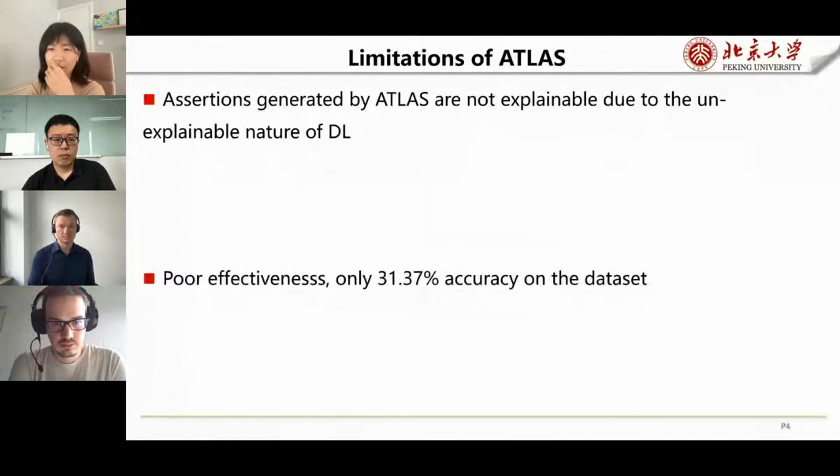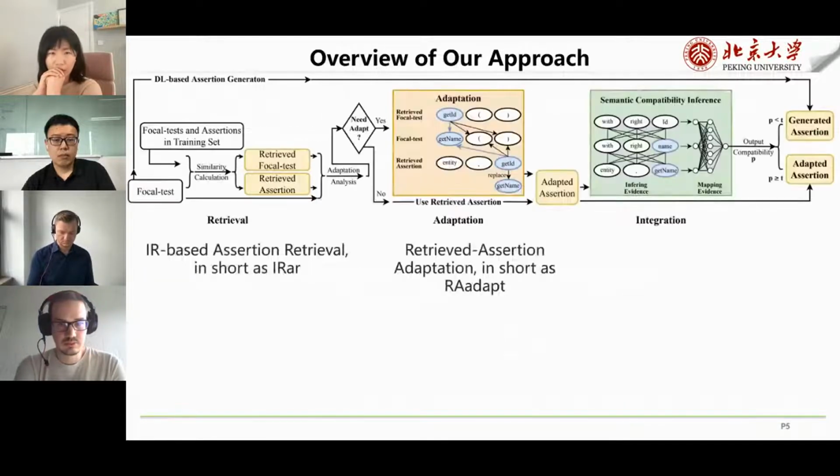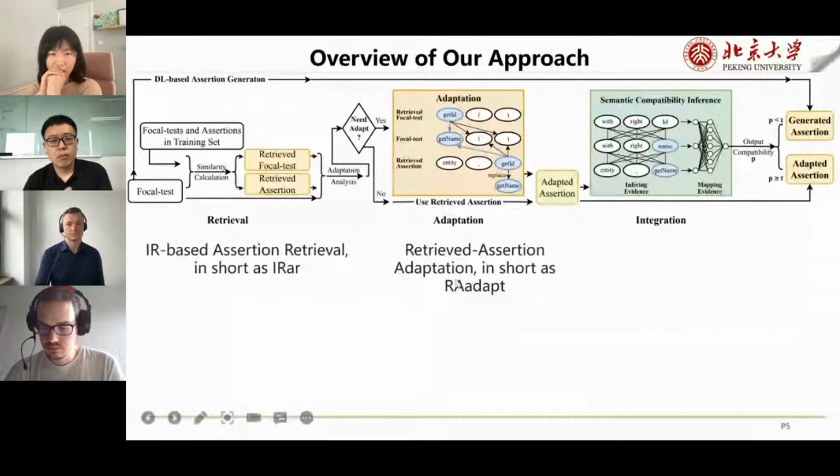There are 2 major limitations of Atlas. First, assertions generated by Atlas are not explainable due to the unexplainable nature of deep learning. Second, the effectiveness of Atlas is poor. To address these limitations, we propose our approach. Our approach includes an IR-based approach and an integration approach. The IR-based approach contains 2 techniques, IR-based assertion retrieval and retrieved assertion adaptation.